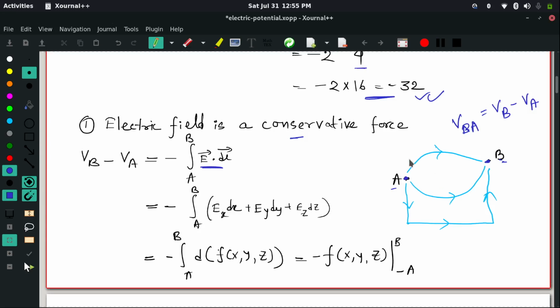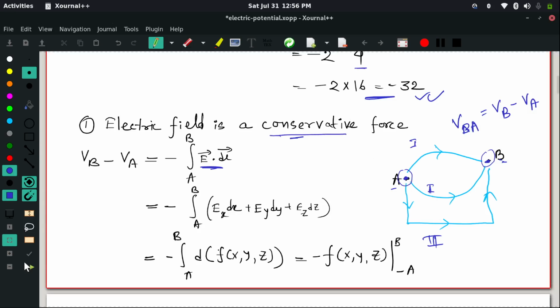So there are infinite choices of paths that you can take, which each will give you the correct and same result. For example, I have drawn 3 paths over here: path 1, path 2, and path 3. Now if you calculate this potential, this integration along any of these paths, you will get the same result, and you will see that the result will only depend on these terminal values, on the values of A and B, on these coordinates.